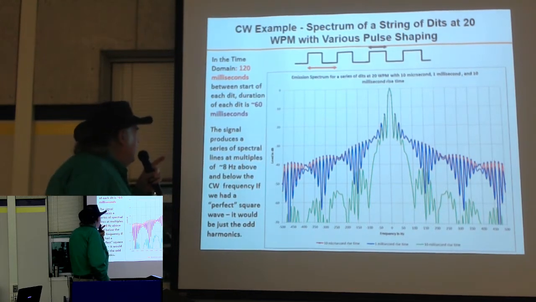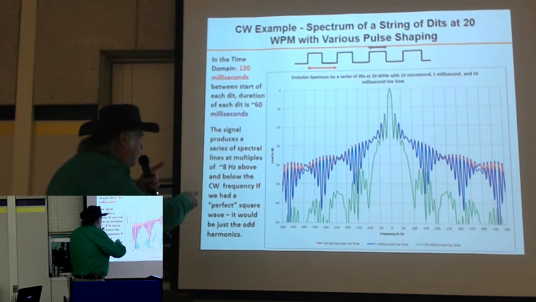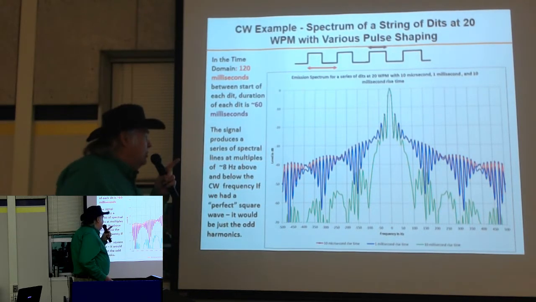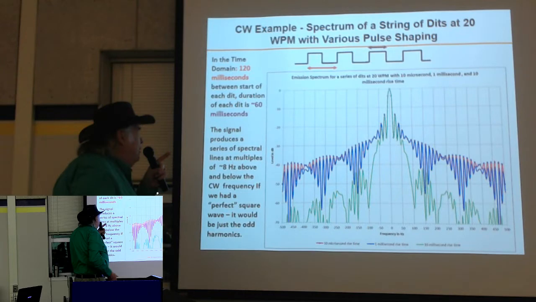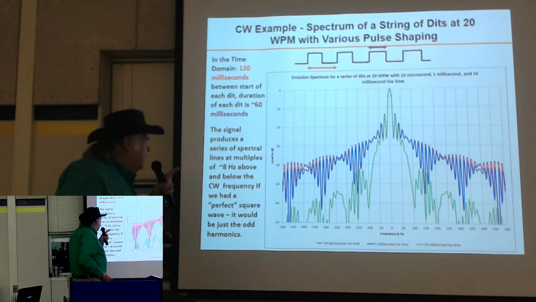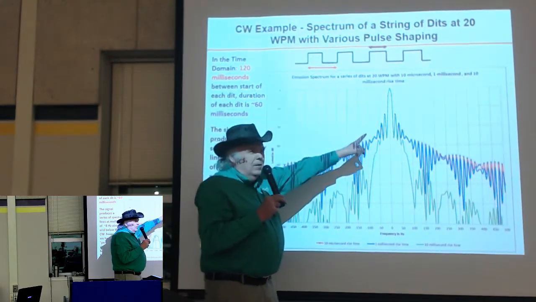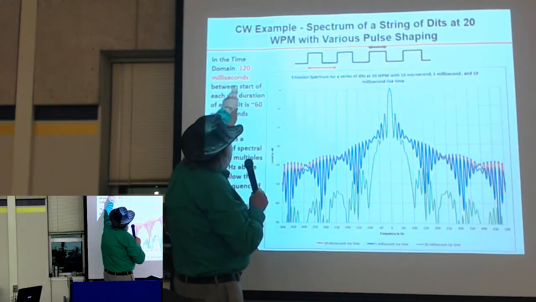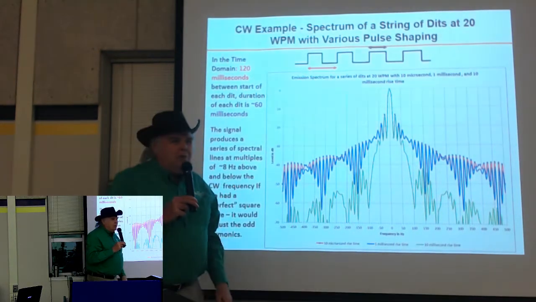okay? Approximately 60 milliseconds on time at a rate of 120 milliseconds. It's just my little picture up here at the red arrow showing you the 120 milliseconds, and my dit's about 60. So what we get out of that is a whole bunch of lines that are 8 hertz away from the carrier, because the inverse of our 120 is 8 hertz. 120 milliseconds is 8 hertz.